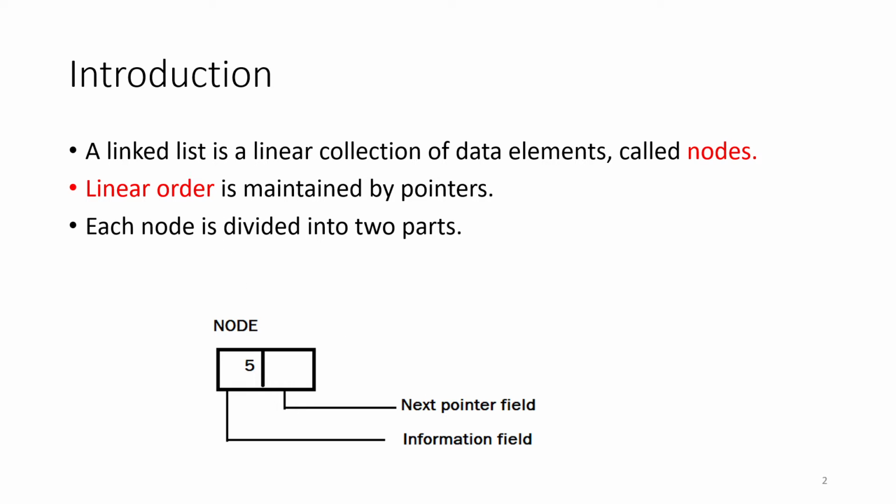As we know, linked list is a linear data structure which maintains the linear order by the pointer. Okay, if I want to access any ith element, I have to access the first element, then second, up to the i minus 1 element, to reach the ith element in the linked list.